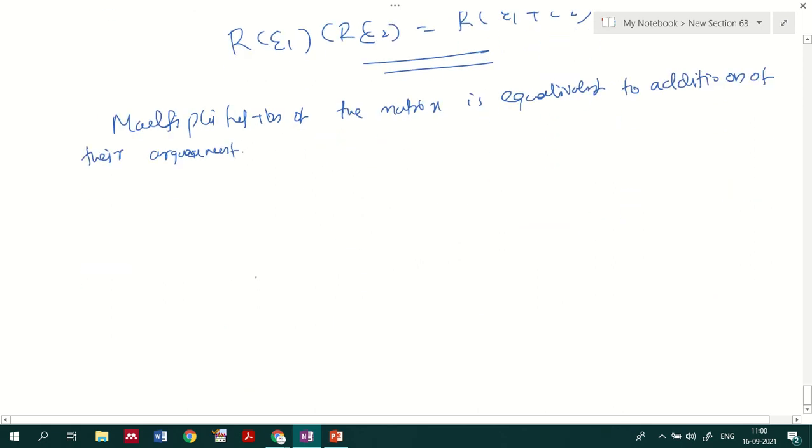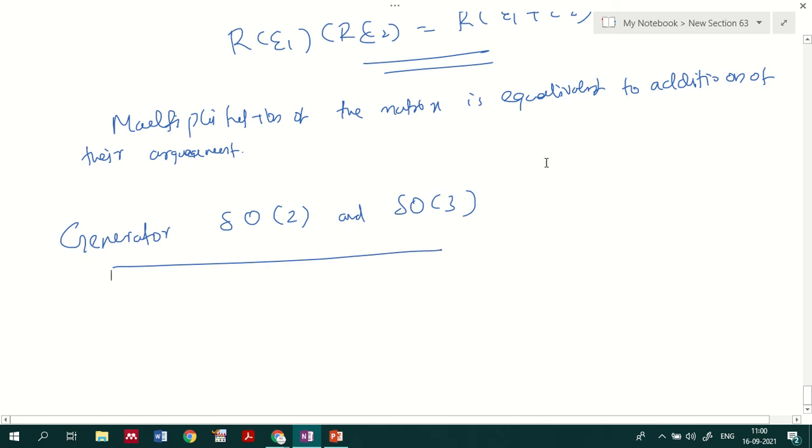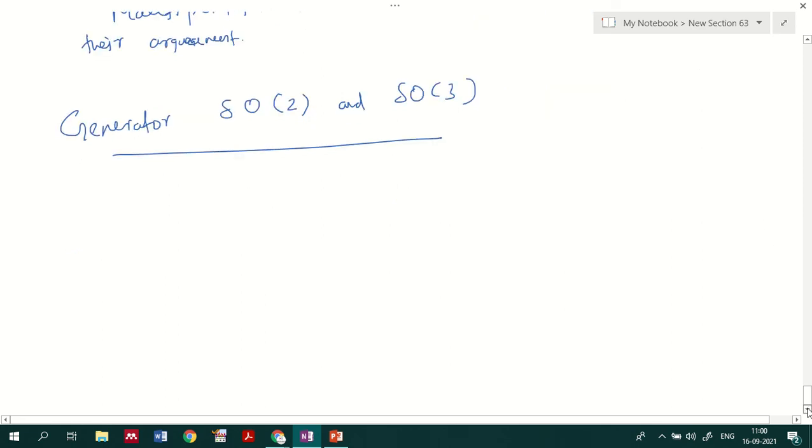Now let us look at the case of the generators of SO2 and SO3, that is, special orthogonal matrices of order 2 and 3. So these are of special importance. In this case, when you consider we have represented R of psi.